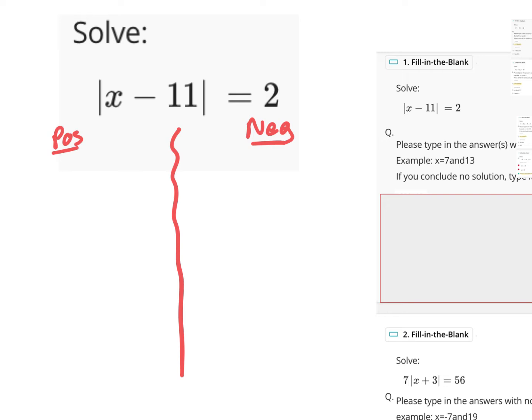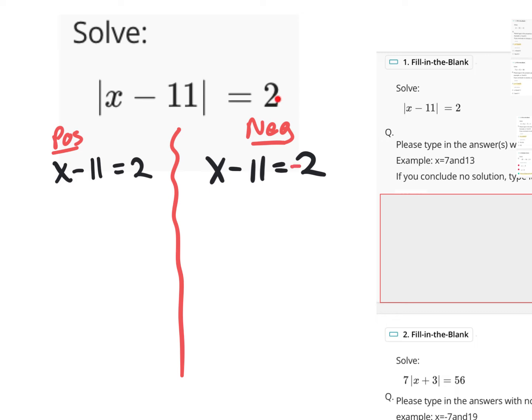Now, how do we do the positive situation? You write it exactly the way it is without the absolute value signs. So that will be x minus 11 equals 2. And how about the negative situation? It's the same exact thing. Write it exactly the way it is without the absolute values, but you have to change the signs of the right side. Now right here we just have the number 2, so I need to change this to a negative 2. I'm going to put that negative in red so it stands out.